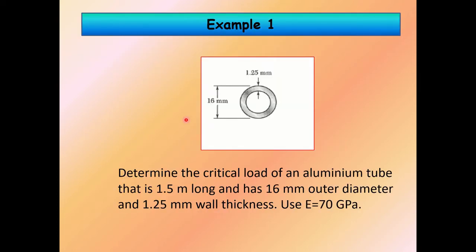Example 1: determine the critical load of an aluminium tube that is 1.5 meter long and has 16 mm outer diameter and 1.25 mm wall thickness. E equal to 70 gigapascal. This is the thickness of the tube and this is the outer diameter.